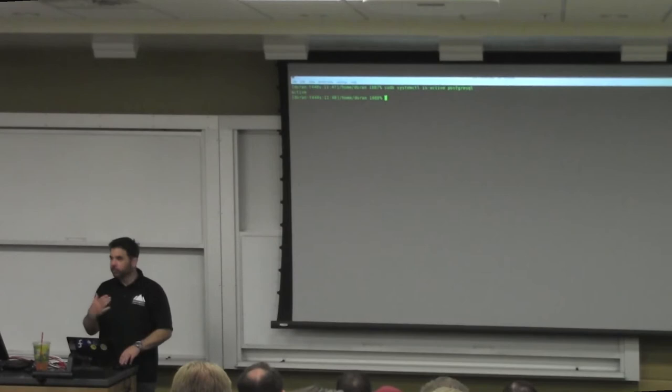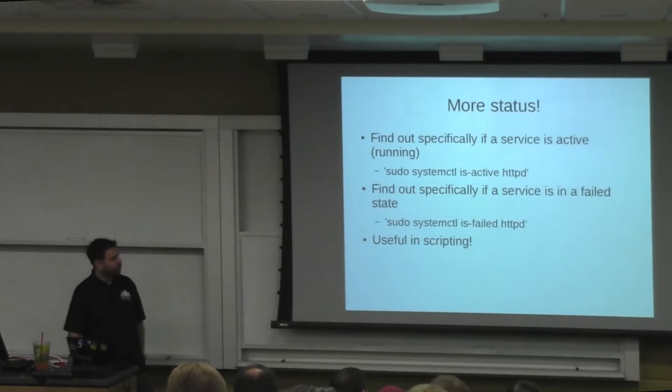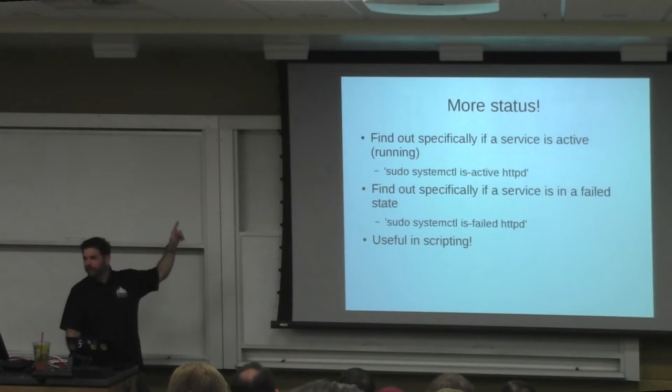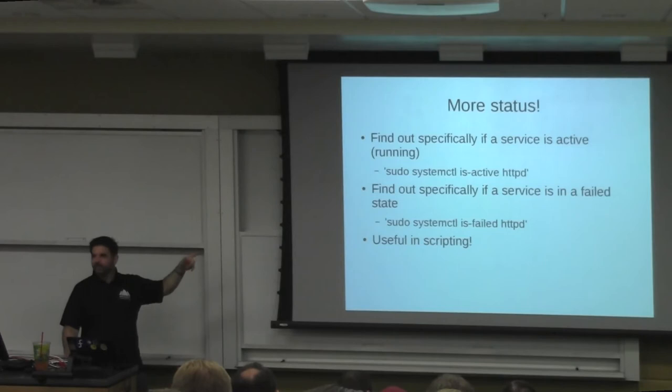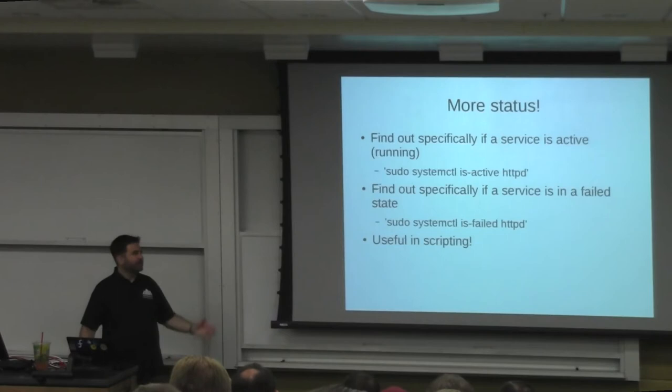So that's good. If you're writing a script, you can check the output of that command and see if it's active or not. Find out if a system is in the failed state. Has it crashed? You can say is-failed. And really, I think both of these are actually the same. They're aliases for each other, because if you run is-active and the service is in a failed state, it's going to say failed. So I think that these are pretty much the same thing.